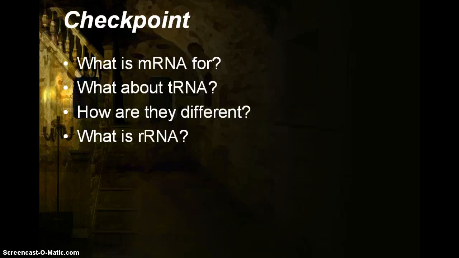Transfer RNA is a little bit different. Transfer RNA is meant to bring an amino acid in and put it in the right place. How are they different? The major way that they're different is that messenger RNA's nucleotide sequence does matter, and the transfer RNA's sequence does not matter, except for the anticodon. Ribosomal RNA, that's what makes up the ribosome.